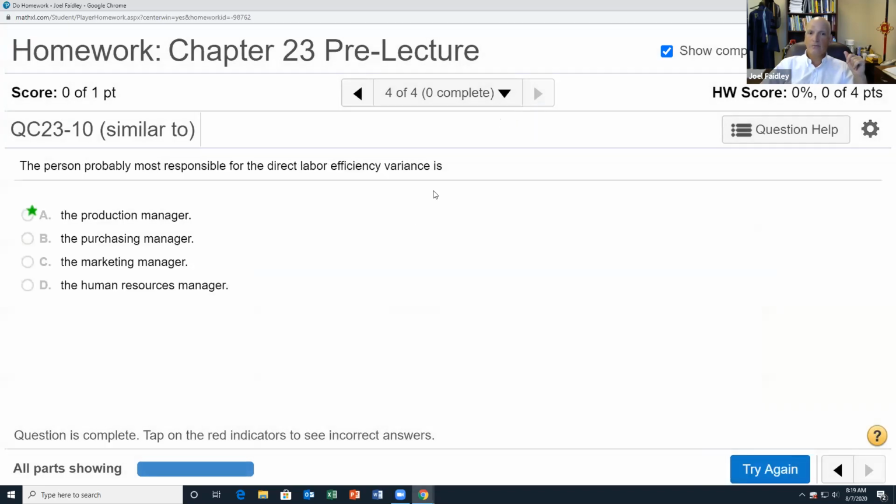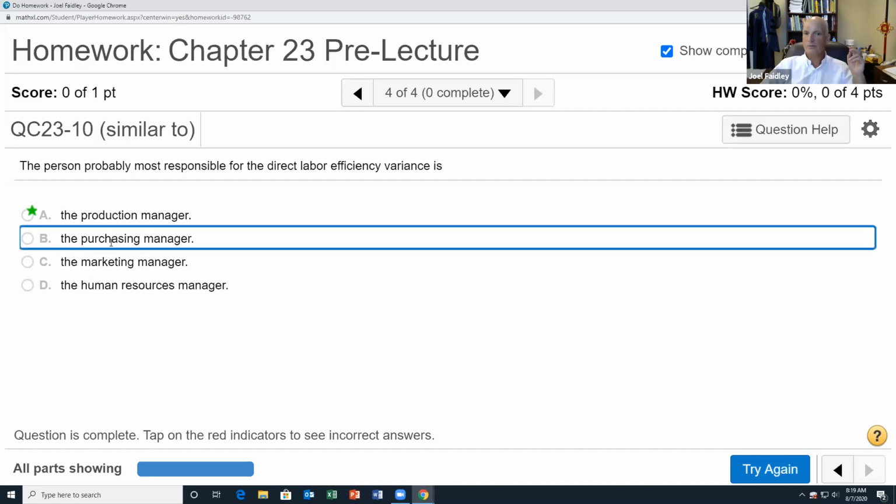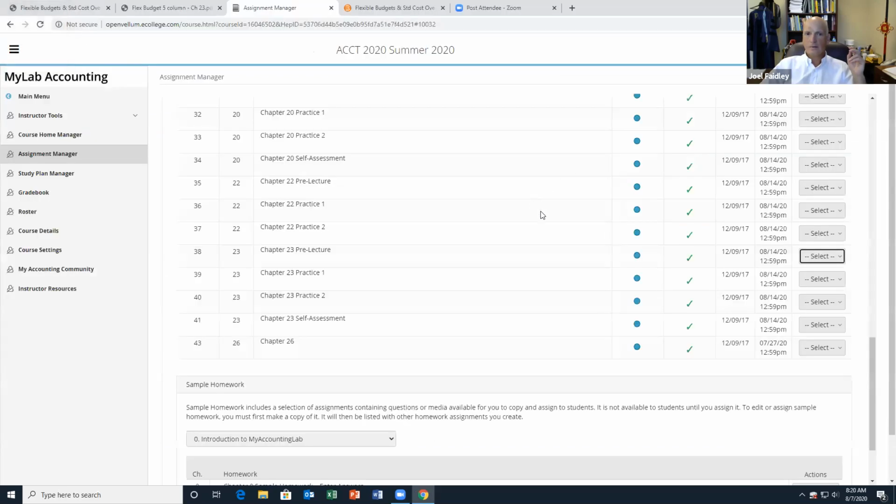All right, and number 4, person probably most responsible for direct labor efficiency is who? Production manager and his or her supervisors. They're the ones that control the efficiency, not HR. HR may set the rates. Marketing has nothing to do with it, or purchasing, but production is the one that controls it. All right, let's look at practice set 1.